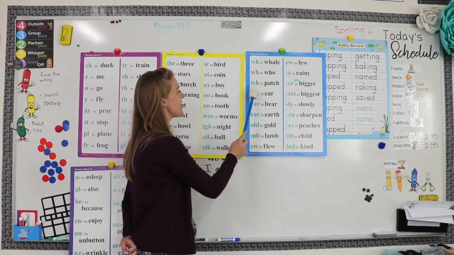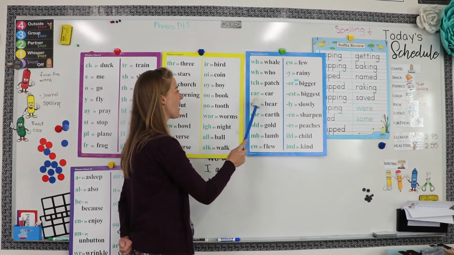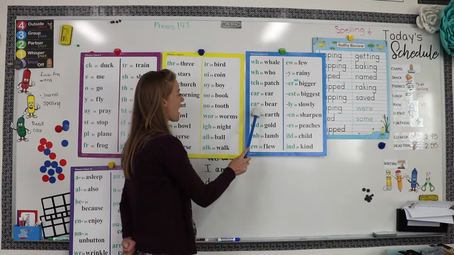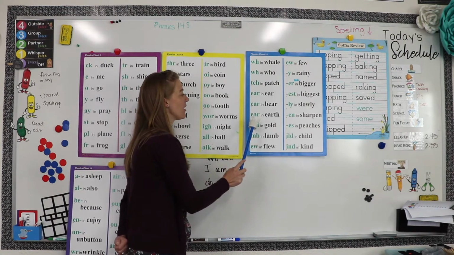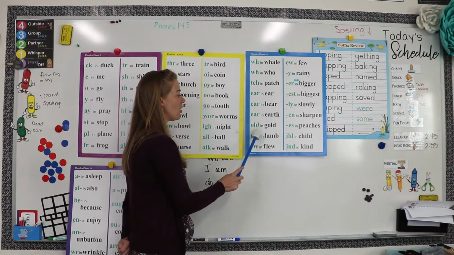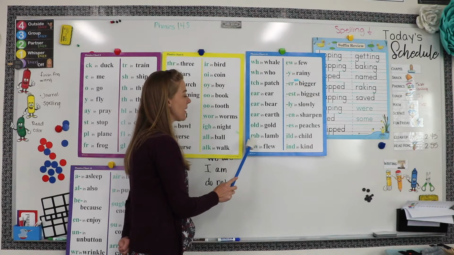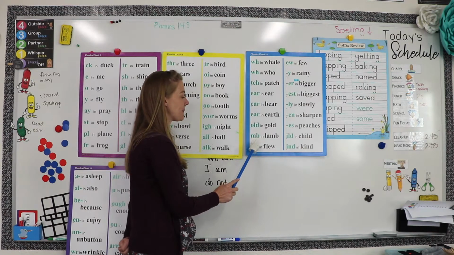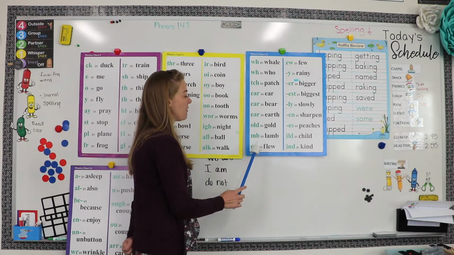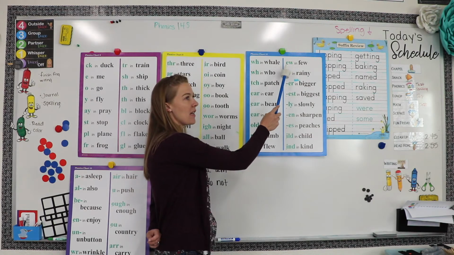Ch in patch, TCH says ch. Ear in ear, EAR says ear. Air in bear, EAR says air. In earth, EAR says er. Old in gold, OLD says old. In lamb, MB says m. U in flu, EW says oo. U in few, EW says ew.